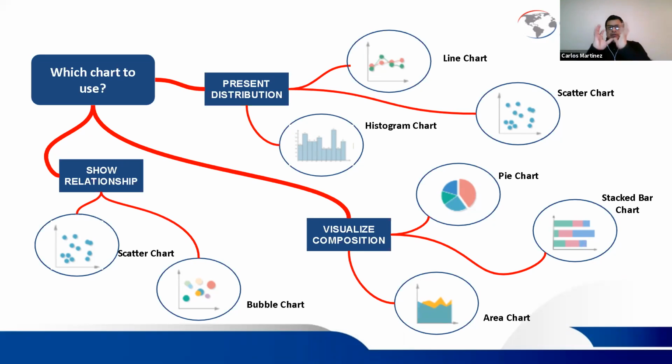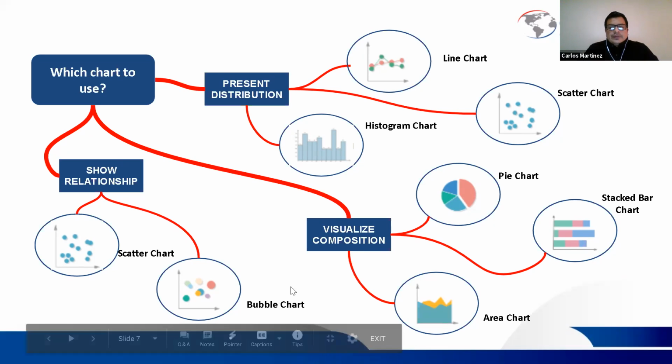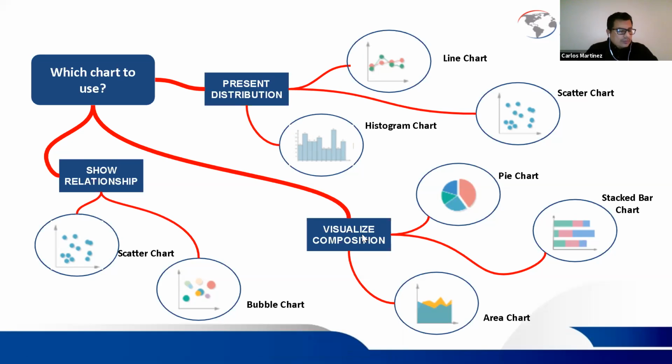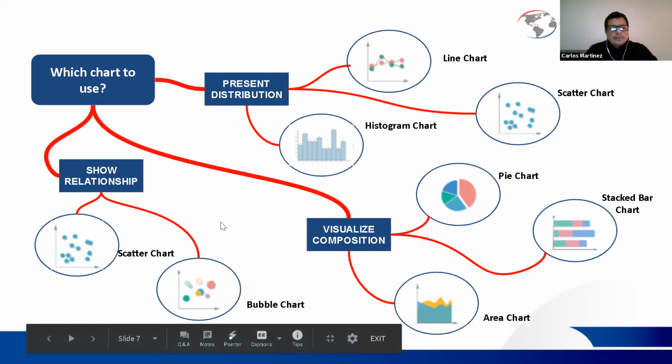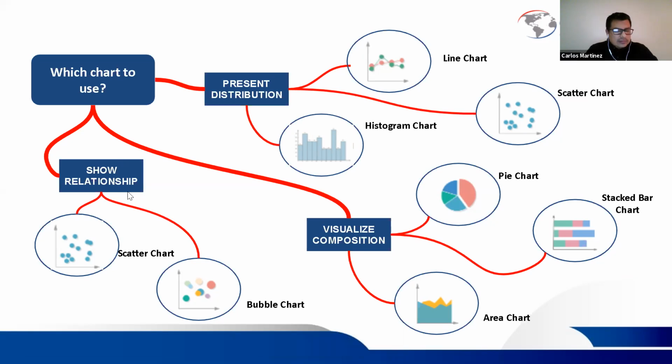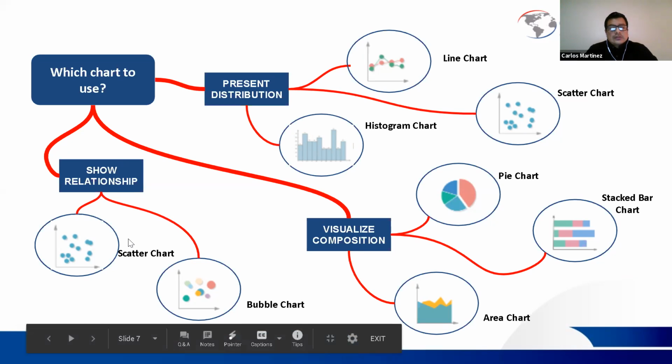A bubble chart is like a certain group of information, a pack of information related to moments. Okay, very well. So again, when you want to talk about how things are distributed: line charts, scatter charts, and histogram charts. To talk about how they are composed: pie charts, stacked bar charts, and area charts. To show how they are related: bubble charts and scatter charts, okay?